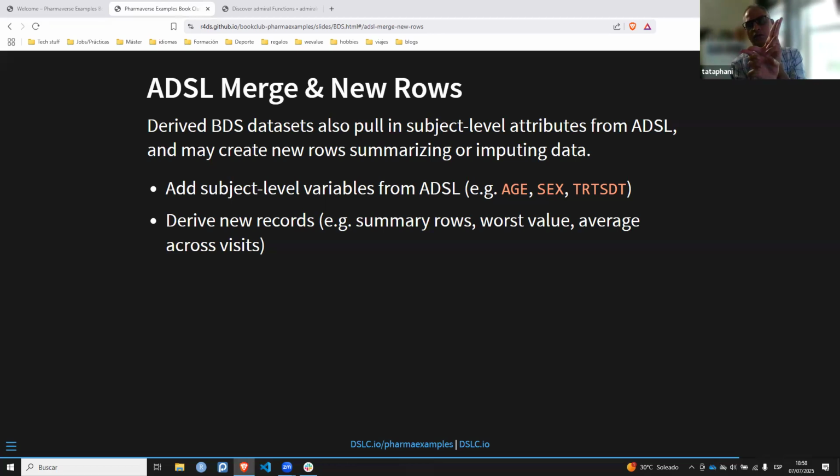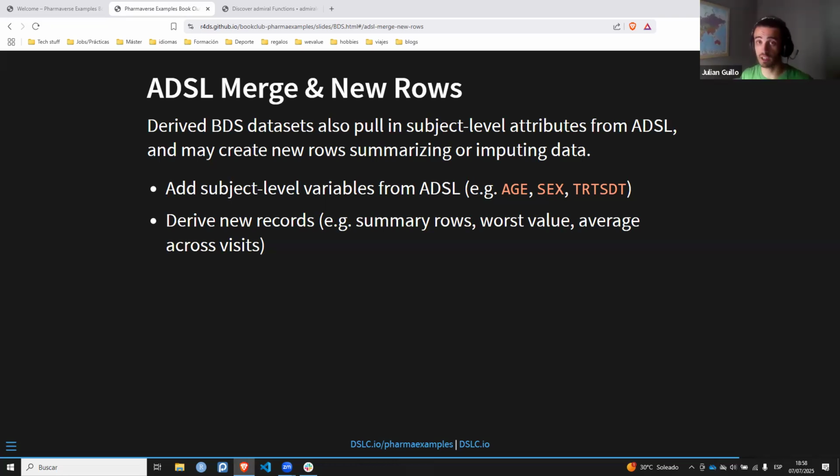So that new record will tell you whether it is an average or LOCF or MOCF, how exactly you derived that record. That record would have the DTYPE variable populated. And the PARAM would be saying that it is derived. That record is derived. It is not directly copied from the SDTM.